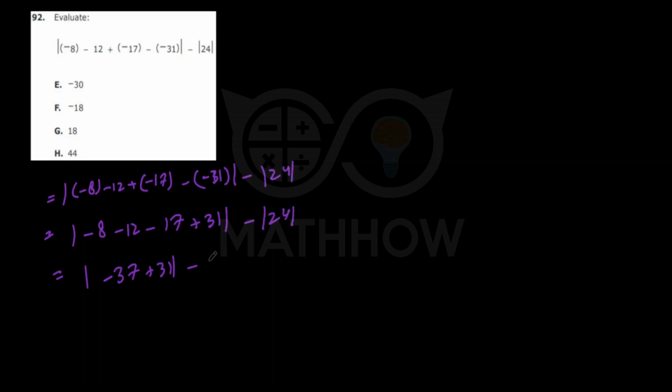So it can be written as 24. Solving these, this will be minus 6, and minus 24. The function of absolute value is that it will result in the positive value. So this will be 6 minus 24. 6 minus 24, this will result in minus 18. So the correct answer is option F.